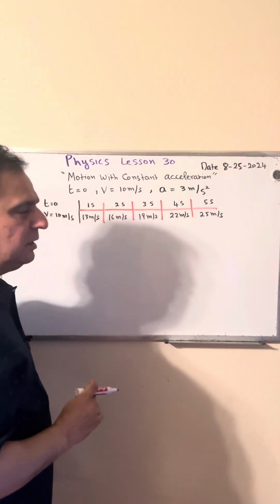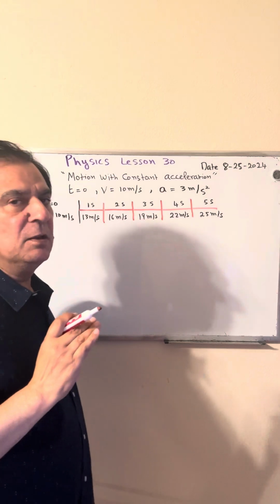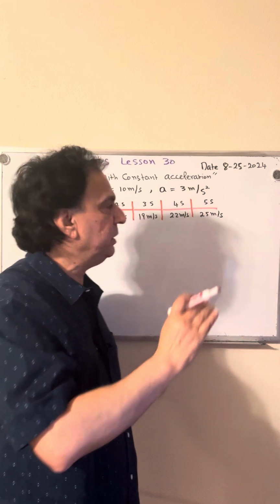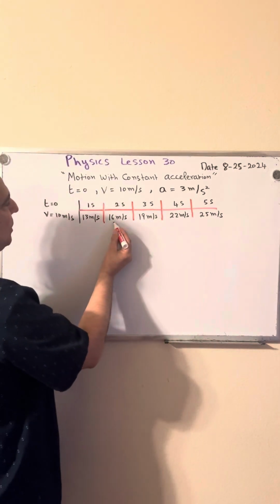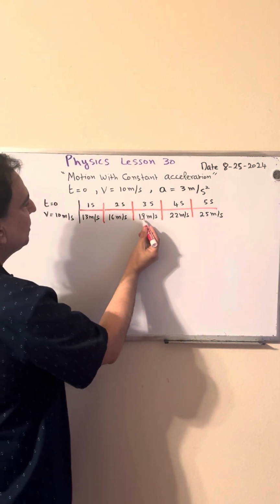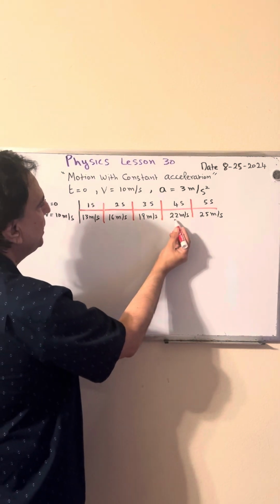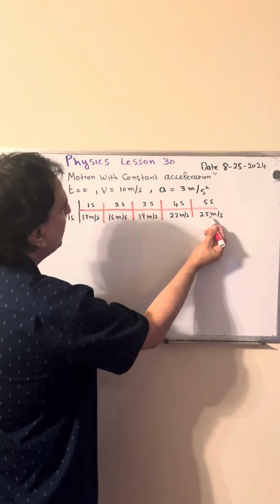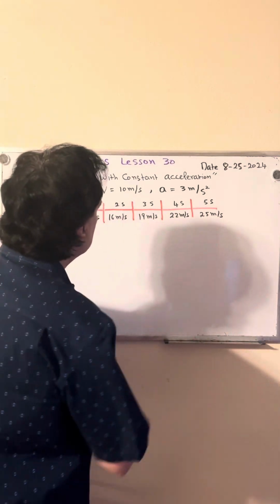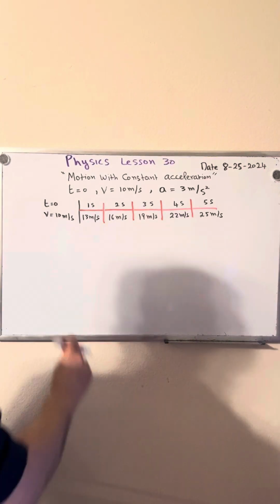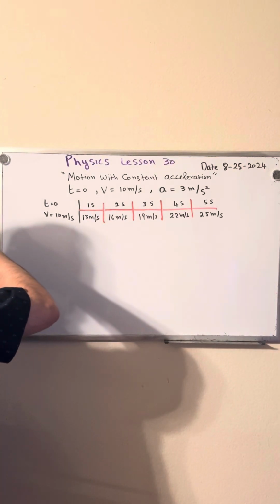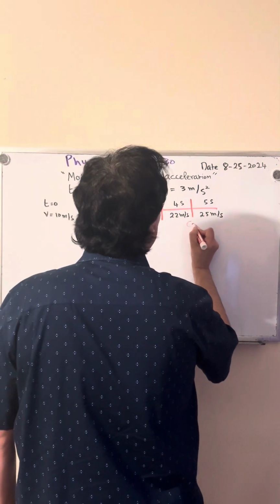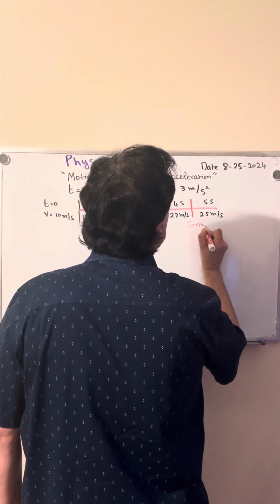After 2 seconds, my speed will increase by 3 meters per second because my acceleration is 3 meters per second square. So after 2 seconds it is 16. 3 seconds, 19. 4 seconds, 22. 5 seconds, 25 meters per second, whatever unit you like. So this is the chart based on constant acceleration.